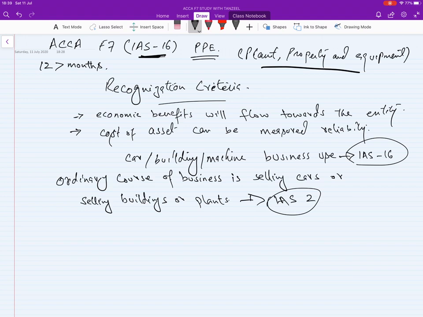So if I say capitalize this, it means we need to consider it as an asset and we will put IAS 16 on it. And if I say no, do not capitalize it, it means just expense it out. You take it to your profit and loss.